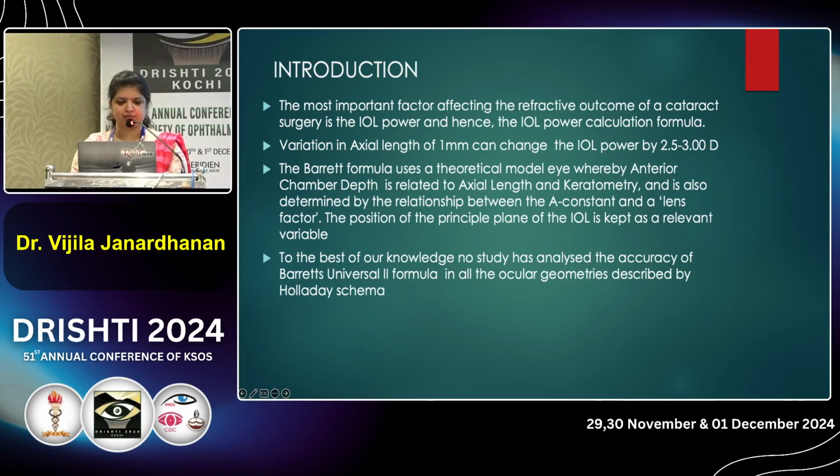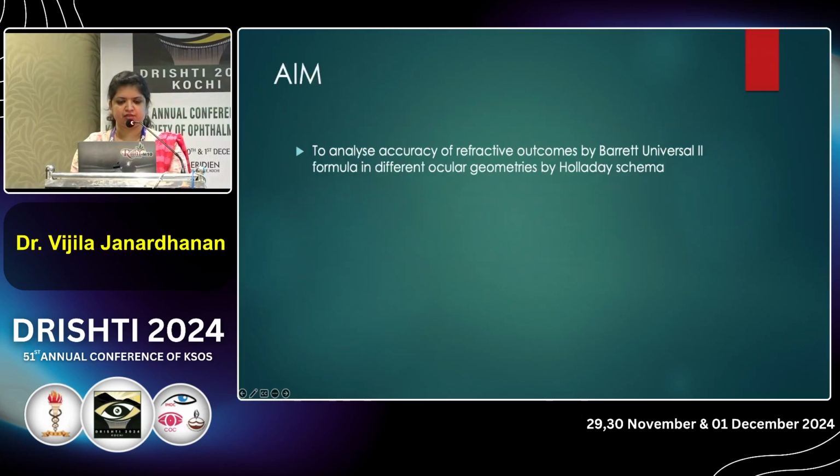The Barrett formula uses a theoretical model whereby the anterior chamber depth is related to axial length and keratometry. To the best of our knowledge, no study has analyzed the accuracy of Barrett's Universal 2 formula in all the ocular geometries described by Holladay schema. The aim of the study is to analyze the accuracy of refractive outcomes by the Barrett Universal 2 formula in different ocular geometries by Holladay schema.